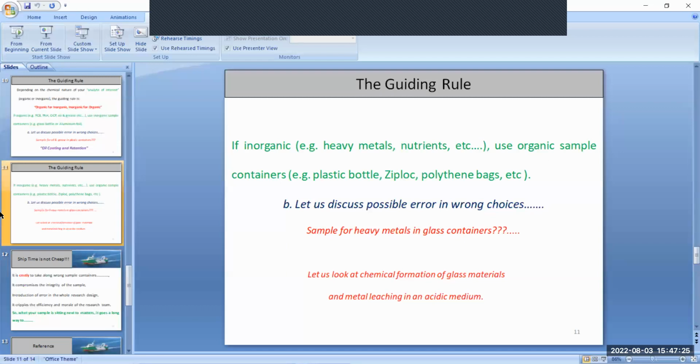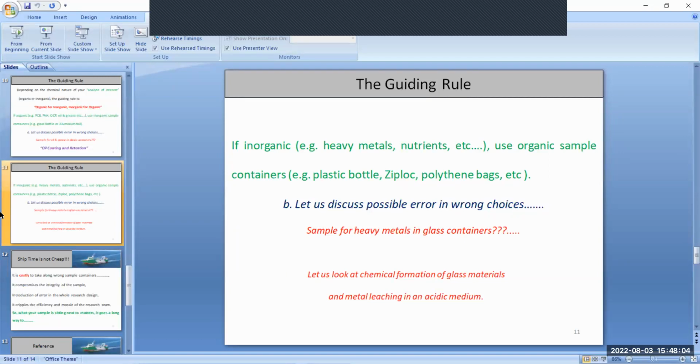So let us also look at the possible error that could set in if this principle is not adhered to or followed. We're going to look at the sampling for heavy metals. When you erroneously take along your glass bottle, this is what will happen. Firstly, let us look at the chemical formation of glass. The major component of glass materials, from our basic knowledge of chemistry, is silica. It's made of silica.